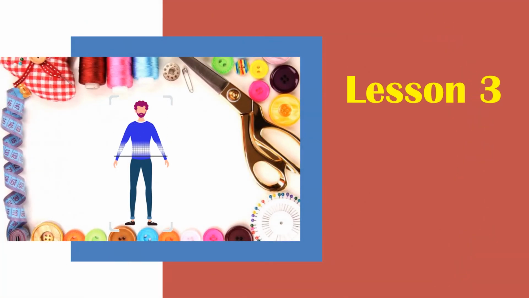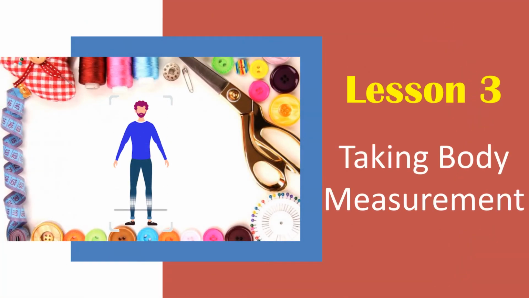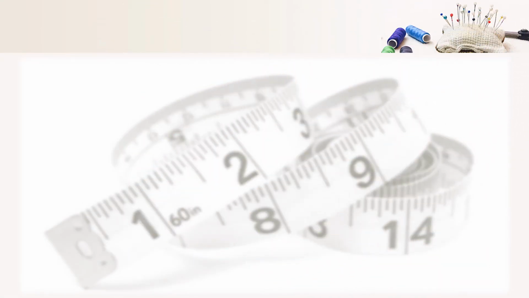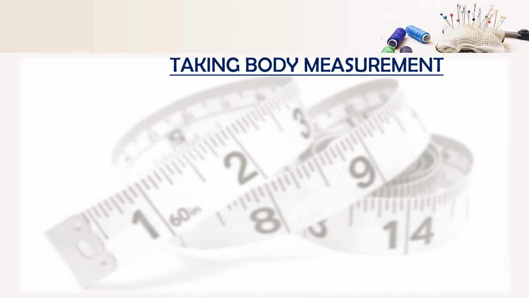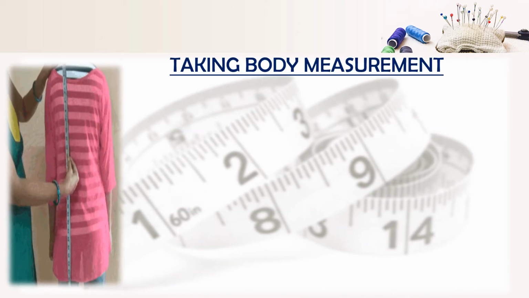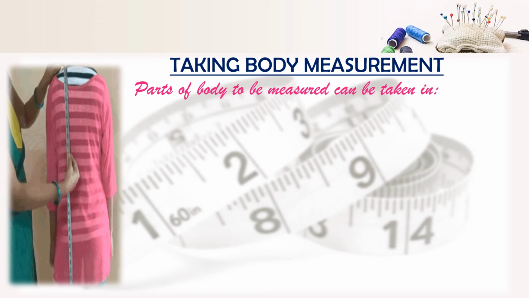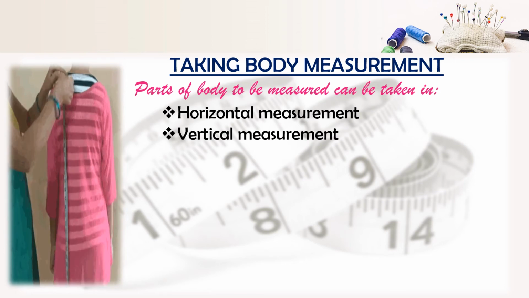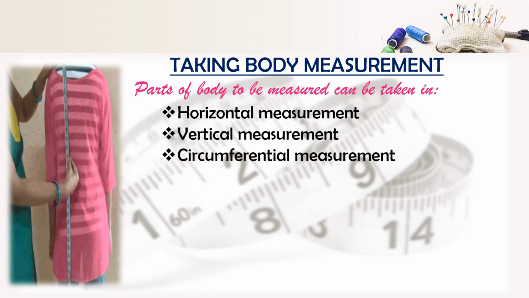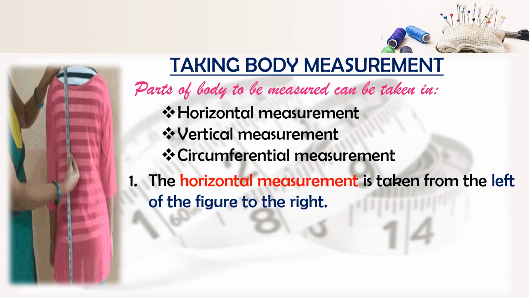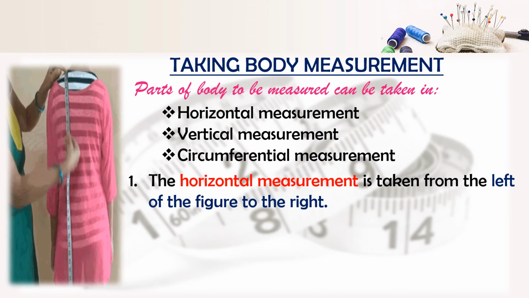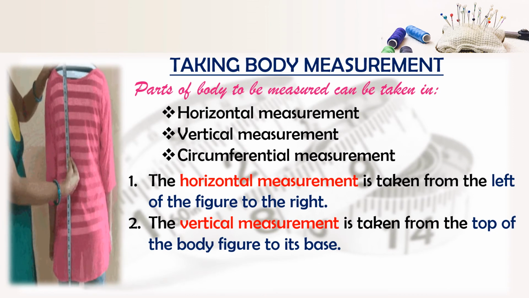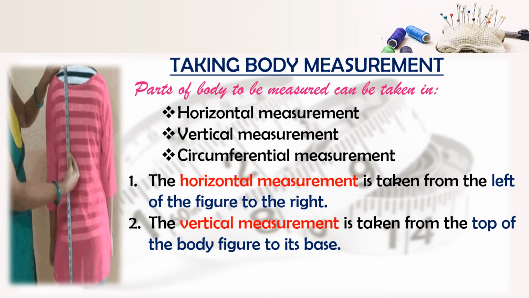Okay, let's move on to lesson 3, taking body measurement. Parts of the body to be measured can be taken in: first, horizontal measurement; second, vertical measurement; third, circumferential measurement. The horizontal measurement is taken from the left of the figure to the right. The vertical measurement is taken from the top of the figure to its base.